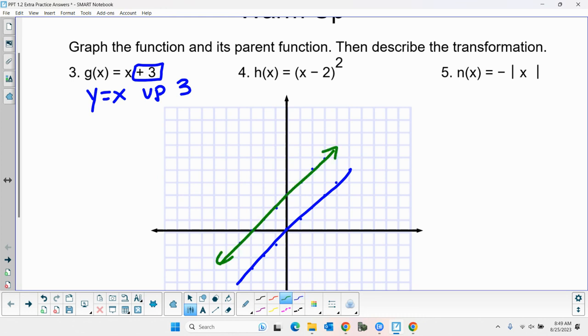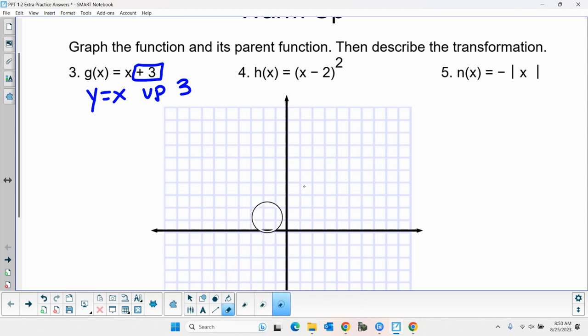And you can check on your calculator if you want. You can do your y equals x and then y equals x plus 3 if you want to see what's going on. Okay. Questions? Okay.